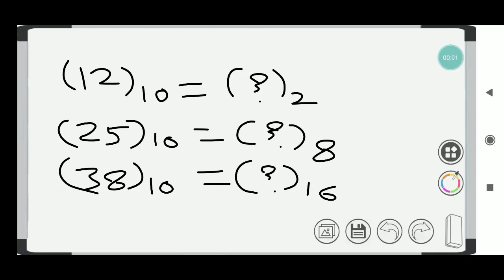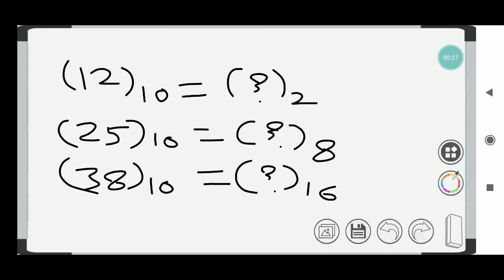Hello friends, in this video we will see how to convert the numbers of decimal number system into different number systems. Okay, so here on the left hand side the numbers given are 12, 25 and 38. The base of these numbers is 10, meaning these numbers are in decimal number system and we have to convert these numbers into different number systems.